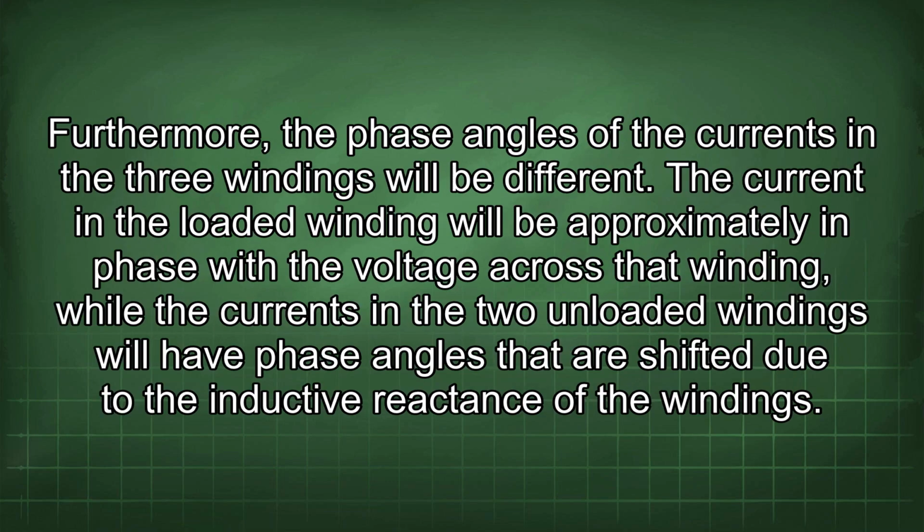Furthermore, the phase angles of the currents in the three windings will be different. The current in the loaded winding will be approximately in phase with the voltage across the winding, while the currents in the two unloaded windings will have phase angles that are shifted due to the inductive reactance of the windings.